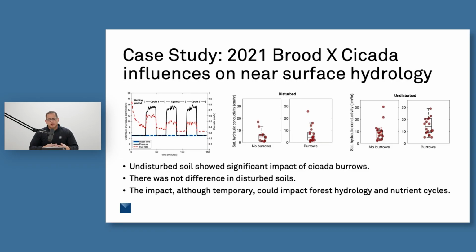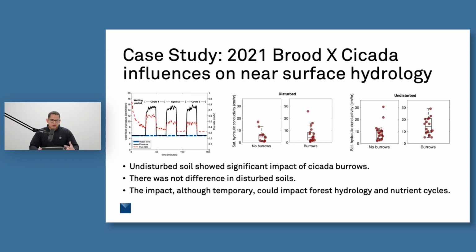So to dive deeper into the results, they speculate that this difference, and this is in the urban and the disturbed sites, is likely due to the collapse of the underlying cicada burrow due to continued compaction from foot traffic and other activities after emergence.